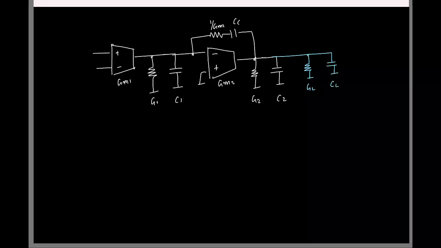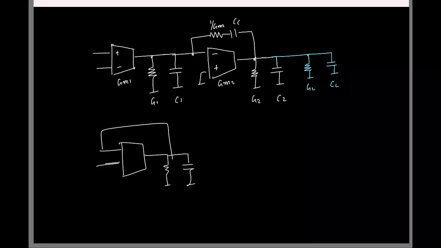So the first mistake I found was most of you didn't include GL and CL. That you'll have to do, because this is an OTA. The OTA has only the intrinsic conductance and capacitance. But finally, when you put it in unity feedback, it is driving some load. And to find the phase margin, you are going to break the loop somewhere. So for the loop gain calculations, the load impedances will come into the picture.